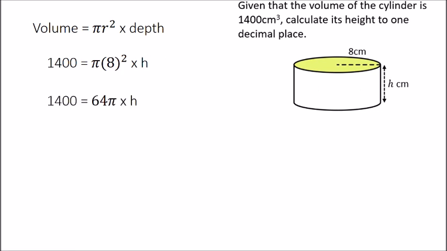Okay, so 8 squared is 64, so we're just going to call this 64 pi. But I don't want 64 pi times h, I just want h on its own. So what do you think I'm going to do now? How do I get from 64 pi times h to just h on its own? How do I make this bit go away? Well, I'm going to divide by 64 pi. The opposite of multiplication is division. So dividing both sides by 64 pi gives me this calculation, and I'm just going to use a calculator to tell me that the height of this shape is 7.0 centimetres when I round it to one decimal place. Okay, and that is my answer.